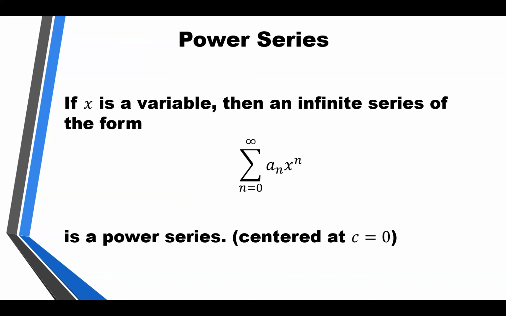If x is a variable, then the infinite series of the form infinite sum a sub n times x to the nth power from n equals 0 to infinity is a power series. If I write the power series like this, then we say that this power series is centered at 0.